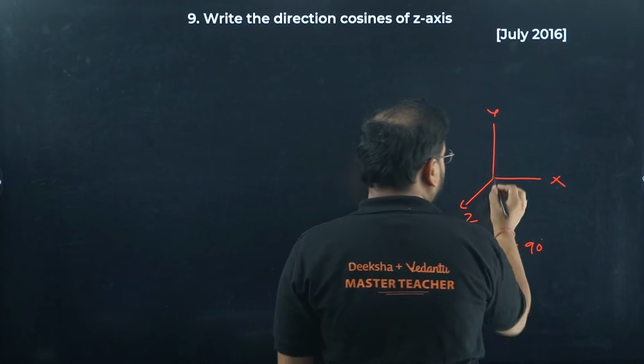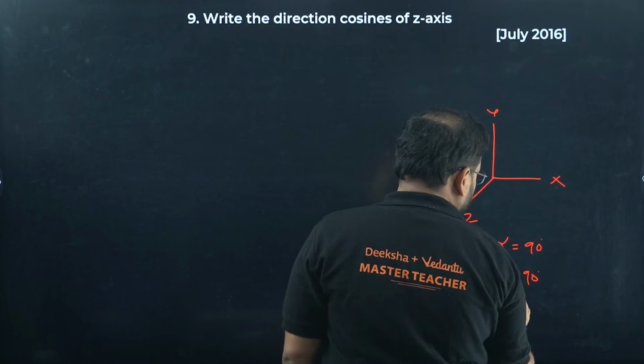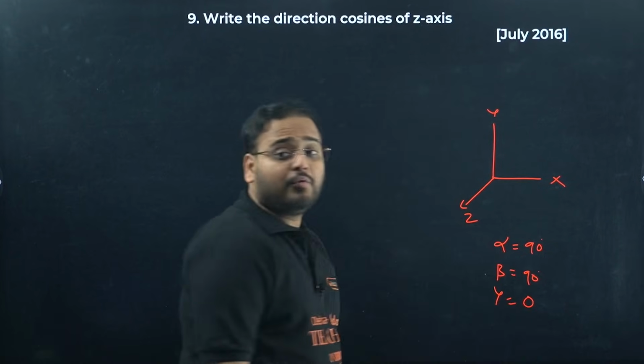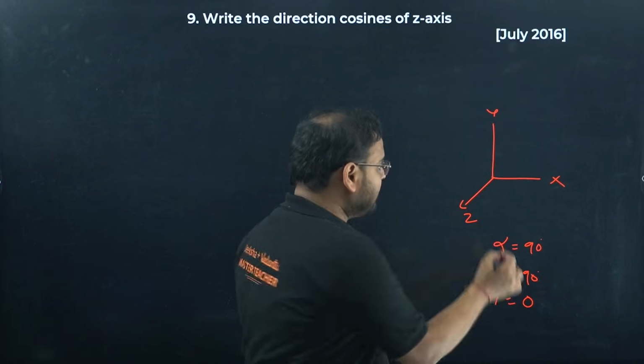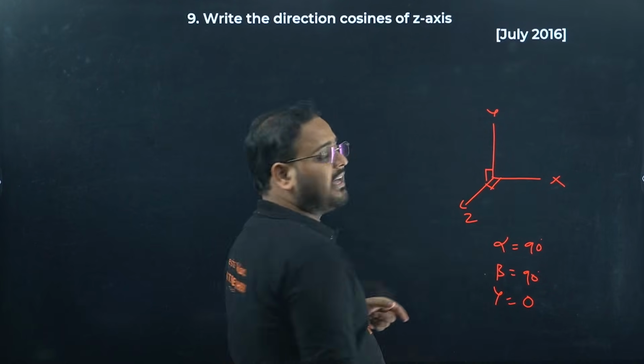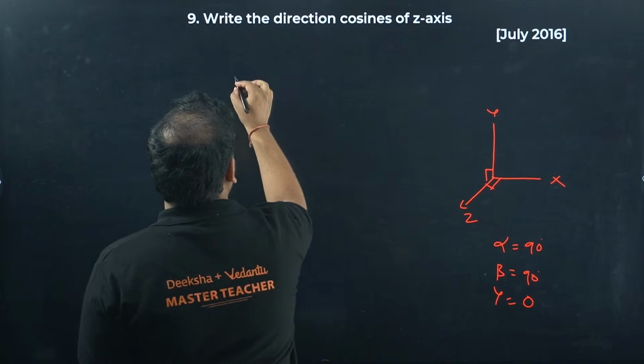Angle of z with y will be what? Again 90. And angle of z with z will be what? 0. All of you agree? Angle of z with x is this angle, 90 degrees. Angle of z with y will be this angle, 90 degrees. And what is the angle of z with z? 0 degrees. So what is going to be the value of this?